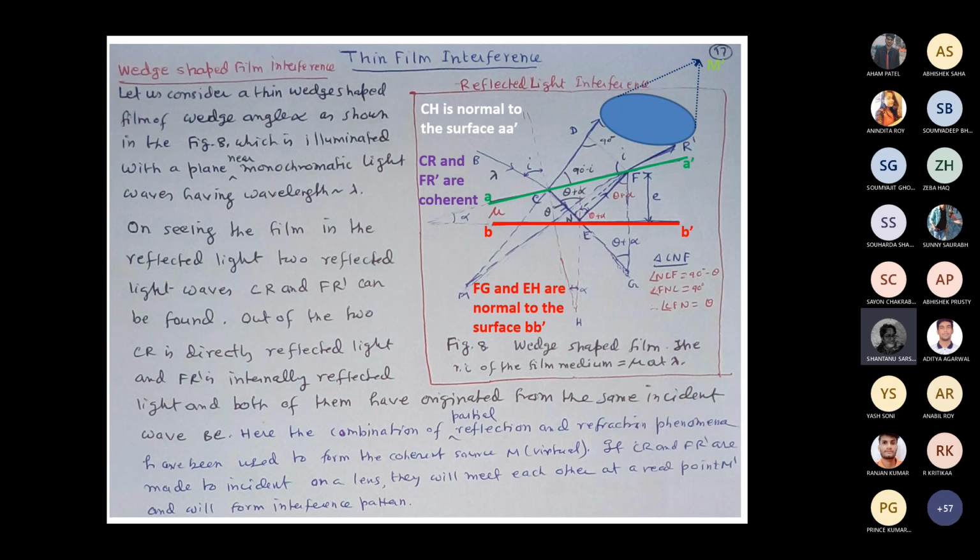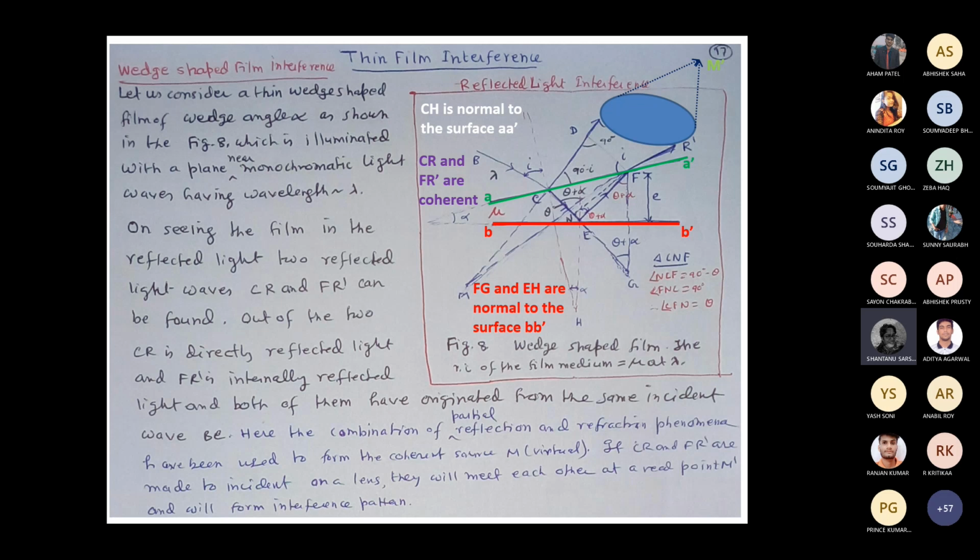Now, you see how FR' has been produced. First BC is incident at angle i, and then it is refracted at angle theta. Then it is incident on the second surface BB', and then it is reflected at the point E, and then it is EF, that is the reflected light, and this reflected light is further refracted at the surface A', and then we get FR'.